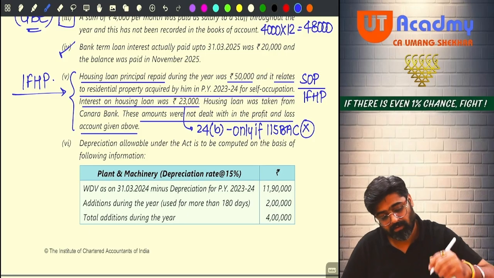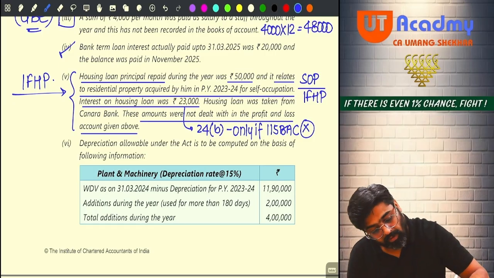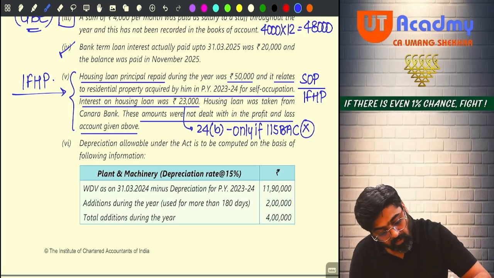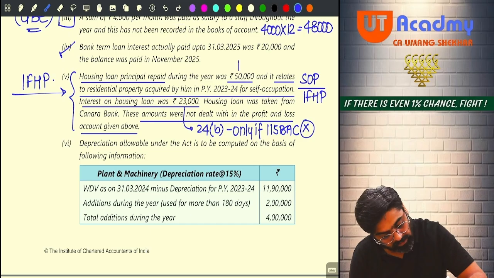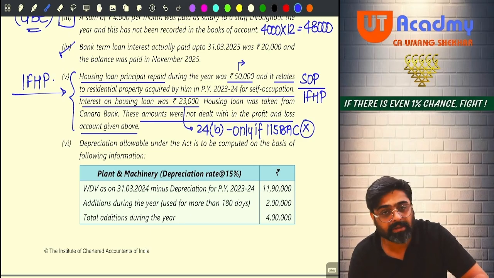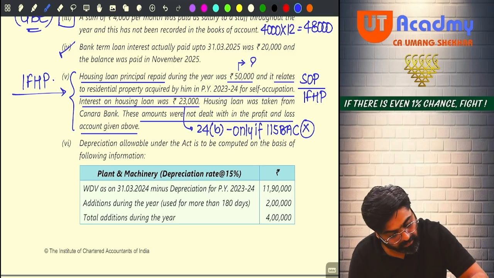Sure? Very good. Now see, wait. This interest we have already done. So only if 115BAC is followed. What about this 5,000? Is this 5,000 your interest or your principal repayment? For principal repayment, no deduction under the house property head is available. But the principal repayment can be claimed as a deduction under section 80C.